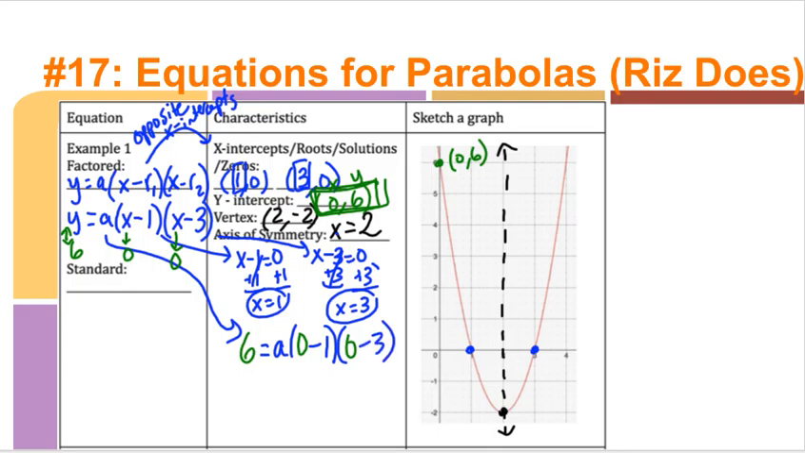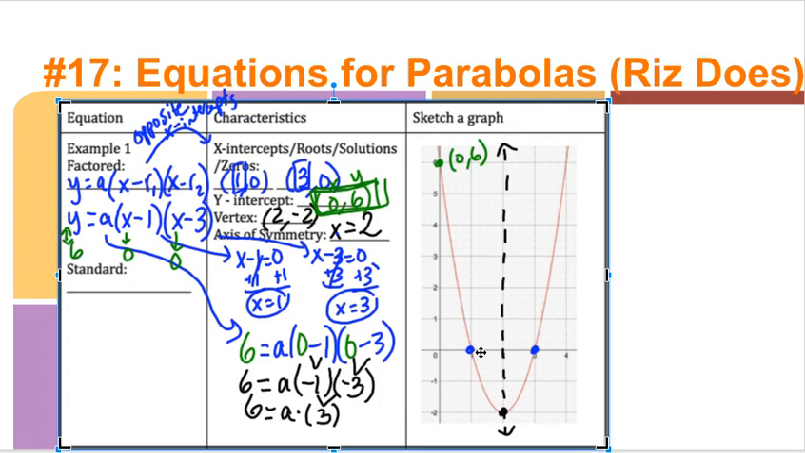And now I'm going to solve. So I've got 6 is equal to a multiplied by 0 minus 1 gives me negative 1. 0 minus 3 gives me negative 3. Okay. So now I've got 6 is equal to a multiplied by negative 1 times negative 3 gives me a positive 3. Now if you think way back to the first semester, and if you want to get a alone here, the inverse operation of multiplication is going to be division. So you're going to divide by 3 on both sides of the equation. You're going to find 6 divided by 3, that a is equal to 2.